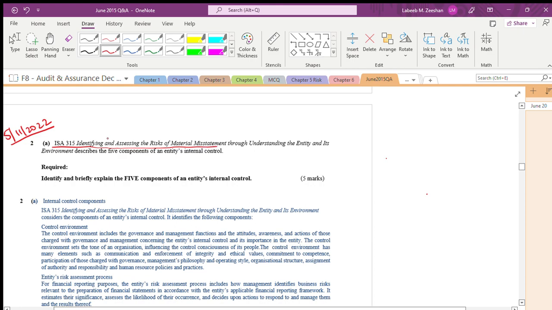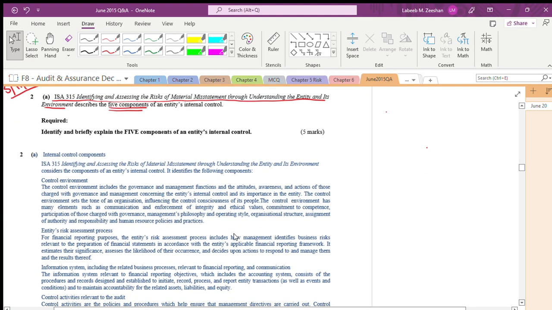Through understanding the entity and its environment, it describes 5 components. Write them down on a yellow slip. Get small yellow sticker slips and write them in that. That will give you an advantage to revise. By the time you come before the examination, you are not going to cover all these things, so you will have your short notes with you.